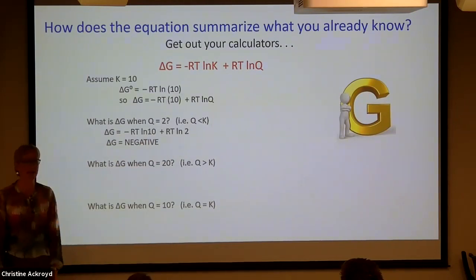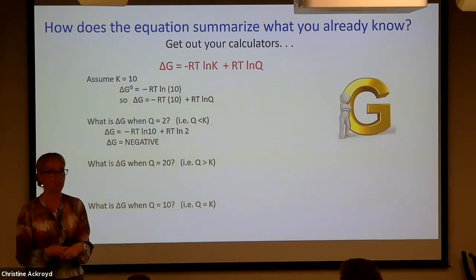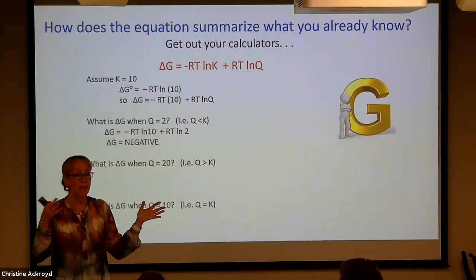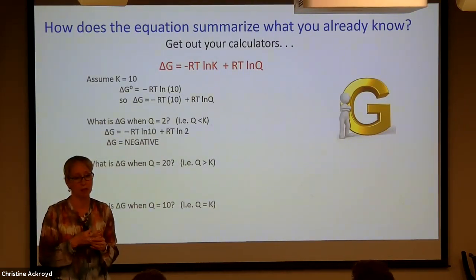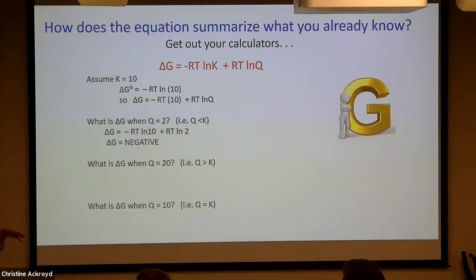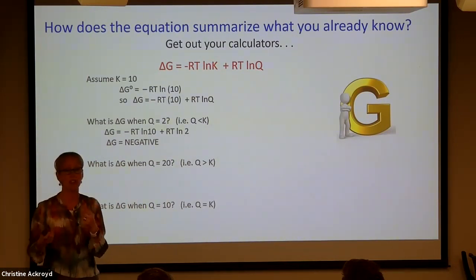Okay, how about if Q is 20? If Q is 20, what do we have? Too much product and/or not enough reactant. So how is the system going to have to respond to those conditions? It has to use up product to get more starting material until it gets to equilibrium. So the reaction is going to have to move backwards. So what should the sign of delta G be?